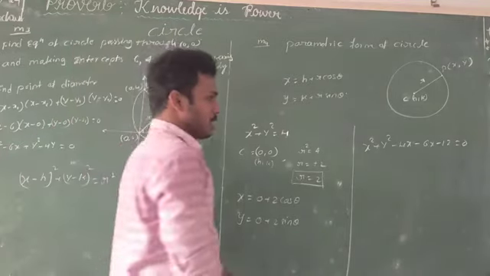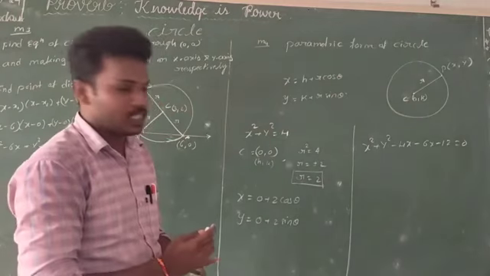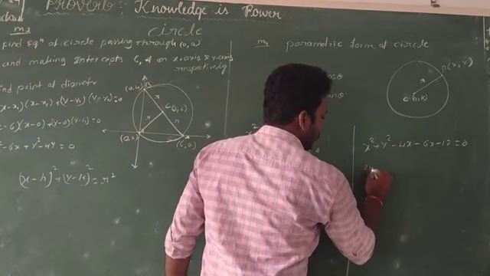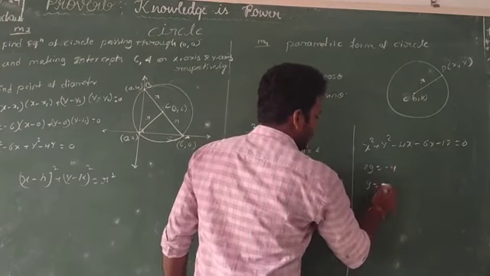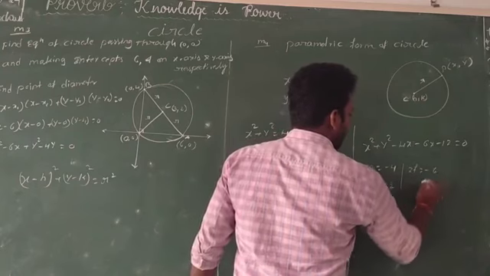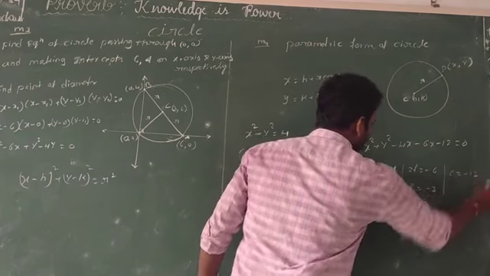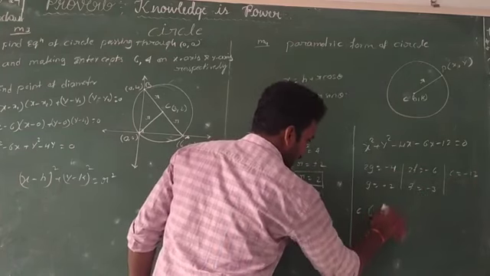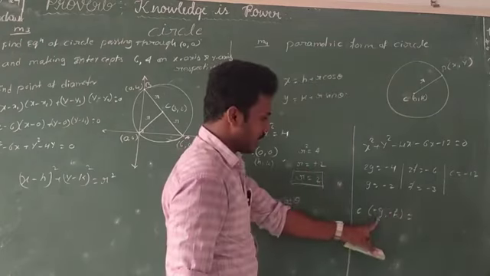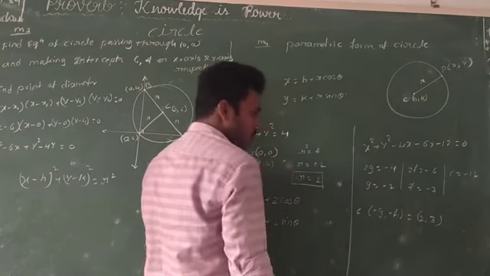So next, one more thing here. X square plus y square minus 4x minus 6y minus 12 equals 0 is the equation. From this equation, 2g is equal to minus 4, so g is equal to minus 2. 2f is equal to minus 6, so f is equal to minus 3. c is equal to minus 12. So now what is the center? The center is (minus g, minus f), so it becomes (2, 3).